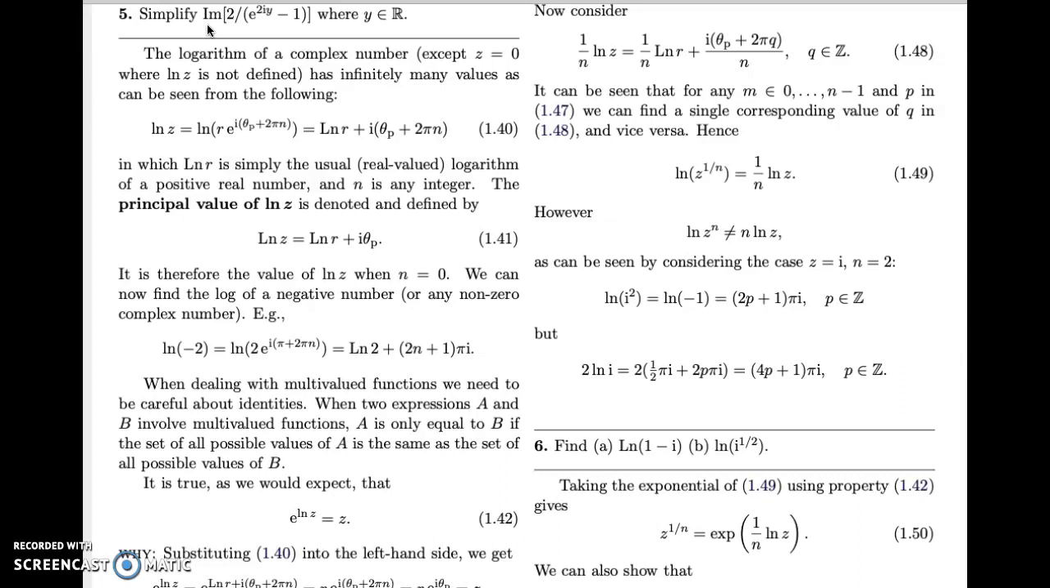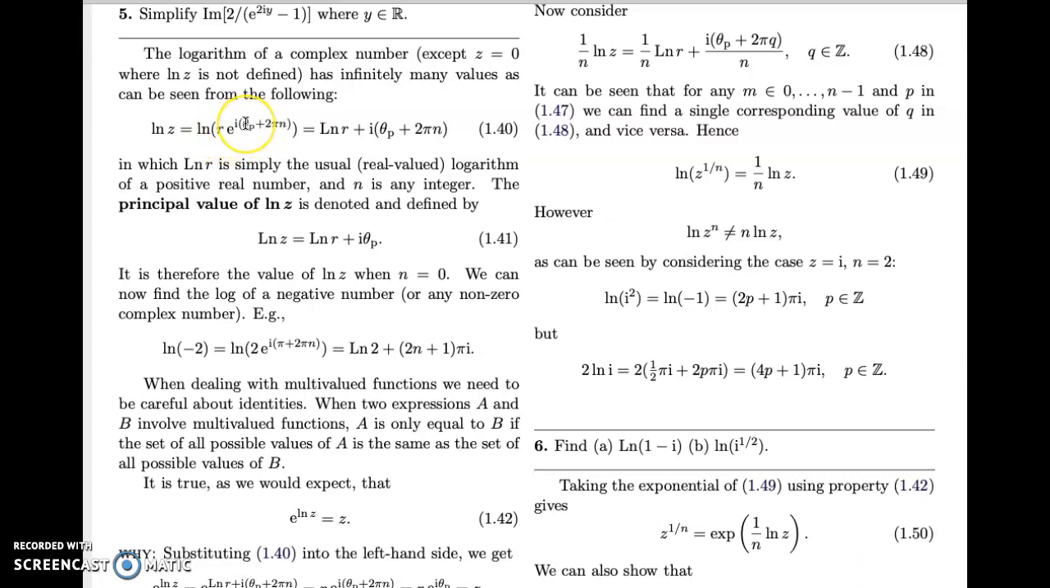So the logarithm of a complex number has infinitely many values. It's our first example of what we might call a multi-valued function. So how do we take the logarithm of a complex number? Well, basically we write the complex number z in polar form. So it's r times e to the i theta.